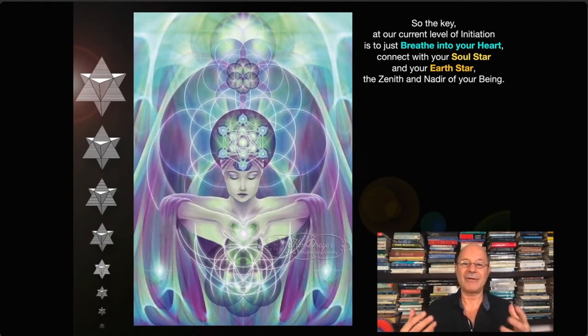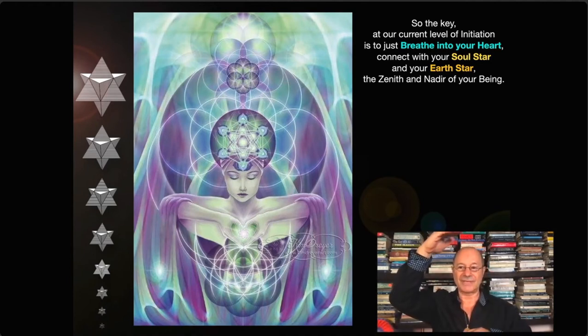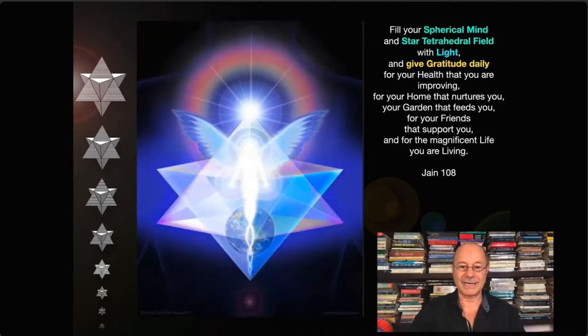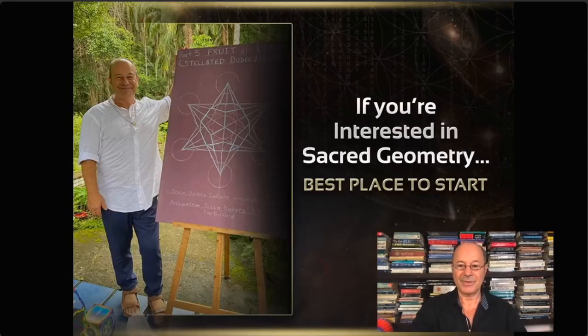So the key at our current level of initiation is to connect with your soul star above, your earth star, and just remain in the center. So I call that spherical mind. And the key, as you know, is to just give gratitude for all that we have, for all who we are.